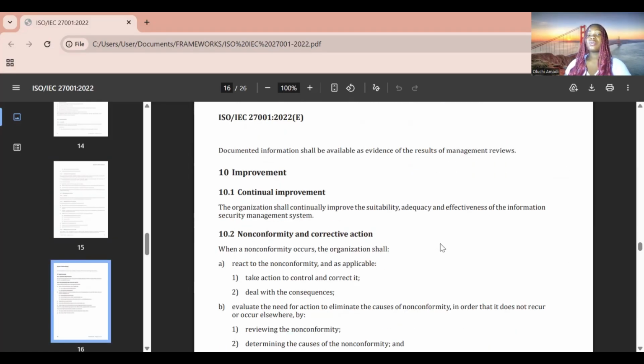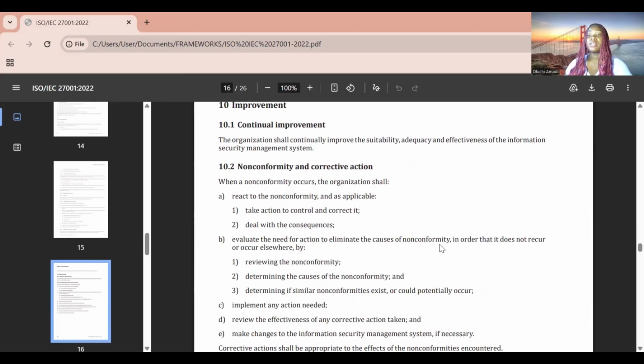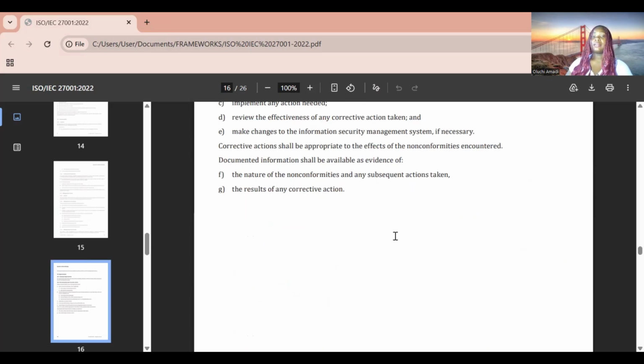Then Clause 10 has to do with continuous improvement, which of course means you have to always continually improve everything that you have done. If there are nonconformities after the internal audits, then you have to address them before the external auditors come. That is all for Clause 10. So this is how to implement ISO 27001 in an organization.